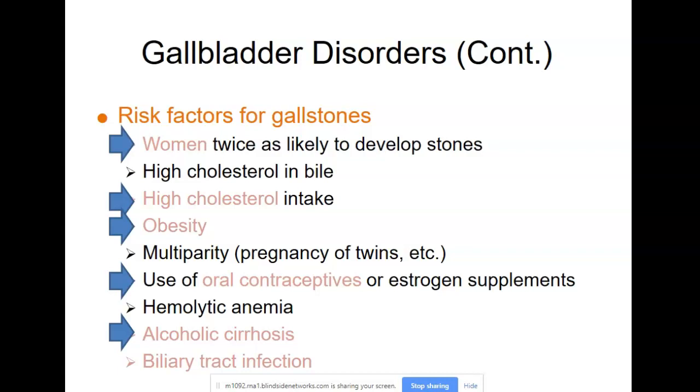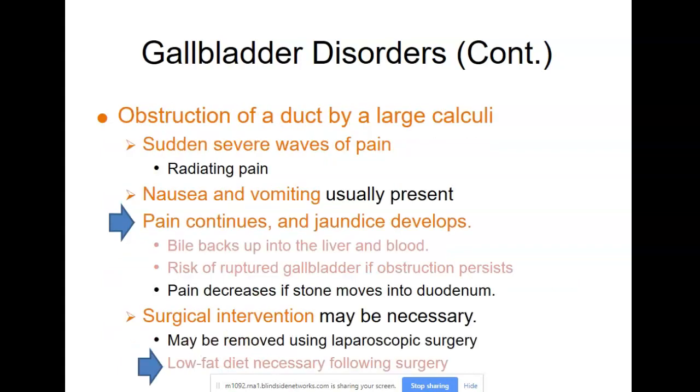Women who've been pregnant and had twins or triplets, etc., it's called multiparity. So that is a risk factor in and of itself. Again, think about it. What happens when you're pregnant? Your estrogen and progesterone go through the roof. So again, back to hormones. Alcoholism or general infections of your biliary tract are a risk factor as well.